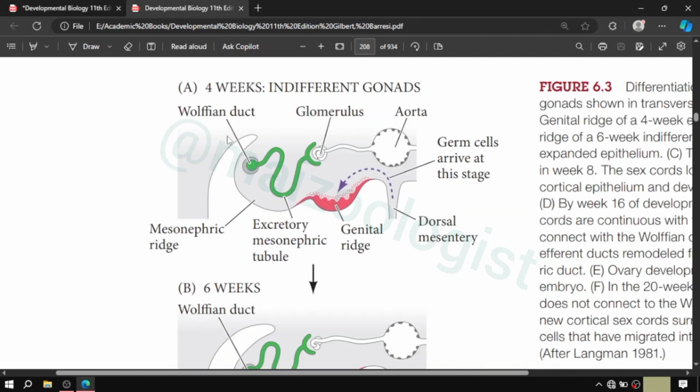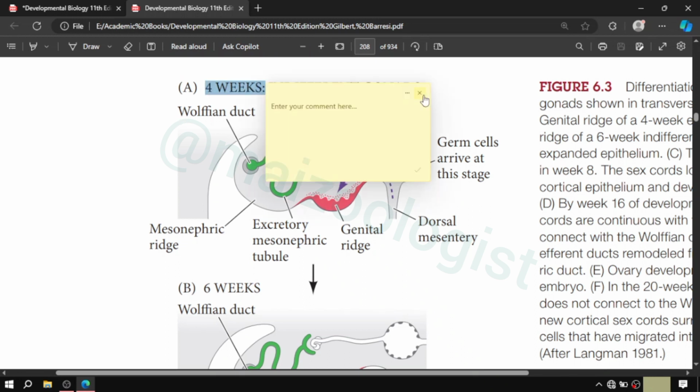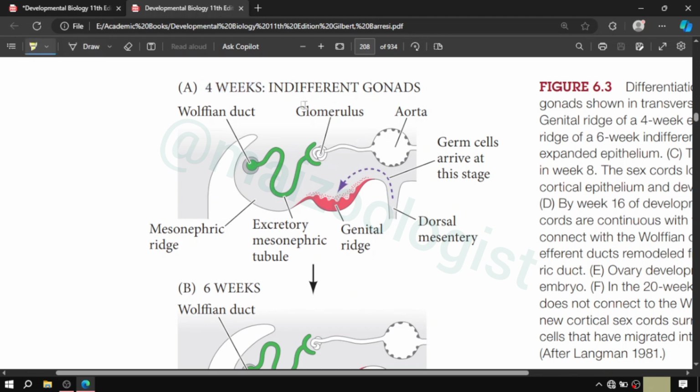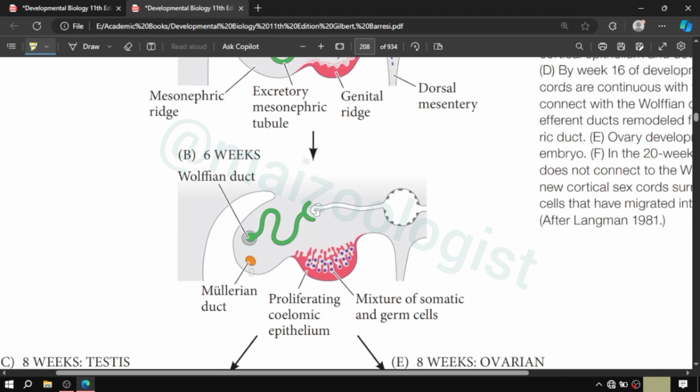Now take a look at this diagram. This is a week 4 embryo and we are looking at the indifferent gonads. Here you can see the mesonephric ridge and here we have the excretory mesonephric tubule. We know that the mesonephros is the second transient kidney, or the second stage of kidney development. The important thing to notice here is the presence of the Wolffian duct as well as the Mullerian duct as week 6 comes. So both of the ducts are present in these bipotential or indifferent gonads.